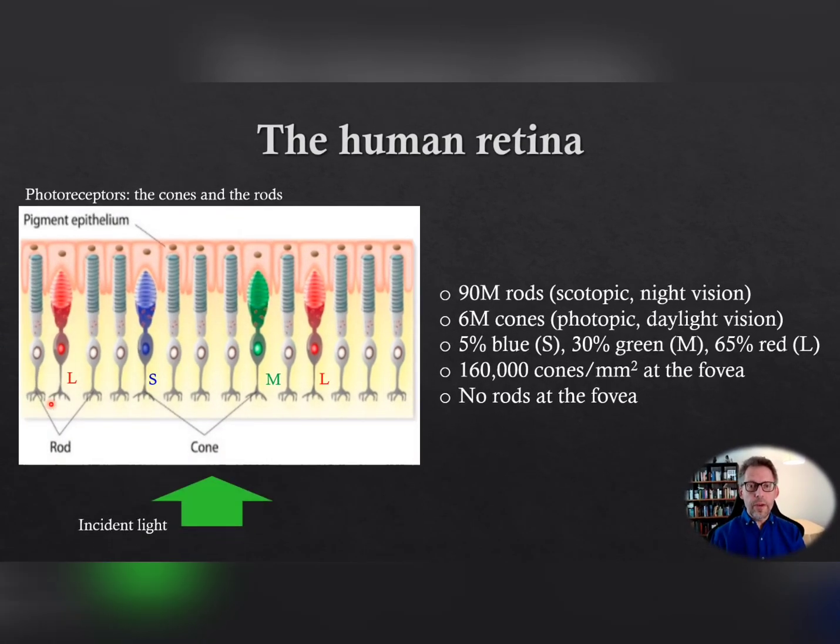The photoreceptors are very elongated cells, and light travels the entire length to the outer segments where vision is triggered. We have about 90 million rods and just 6 million cones in each eye, and in the central fovea we only have cones providing us with daylight vision.